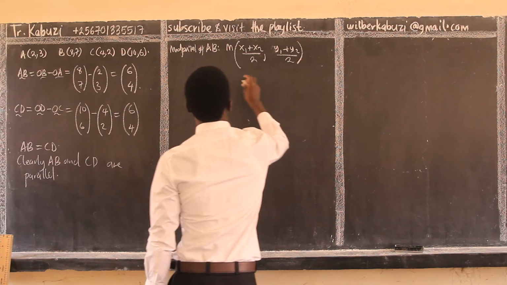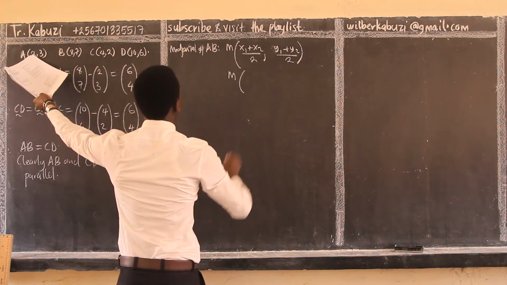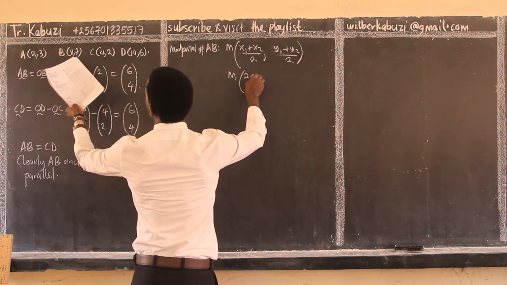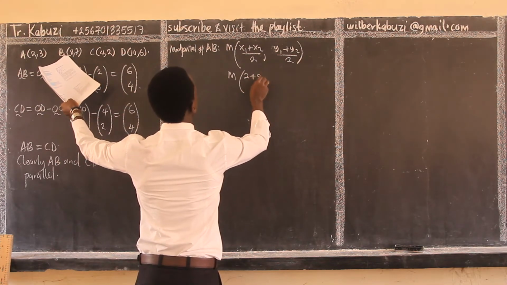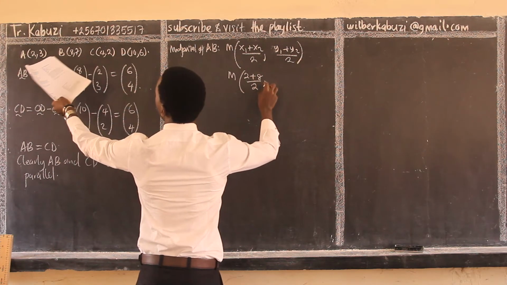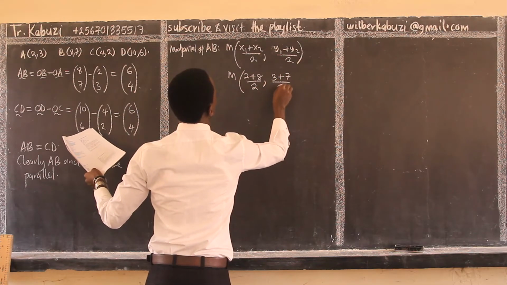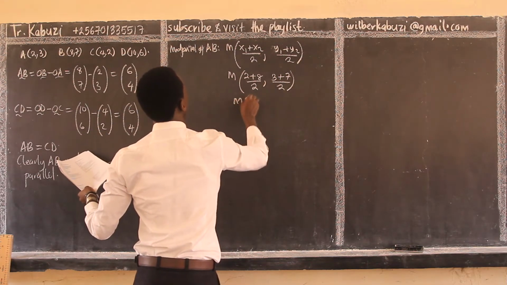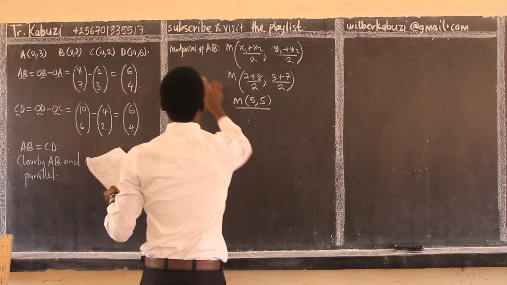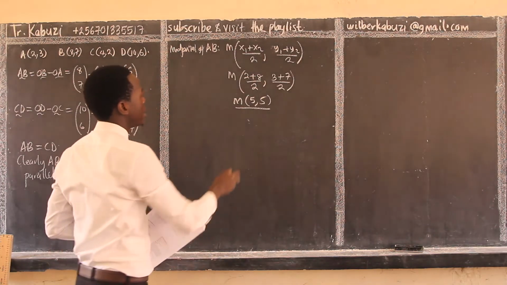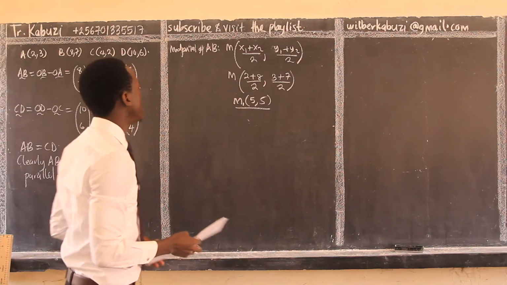So now my midpoint here will be: the first x is 2 plus 8 over 2, and 3 plus 7 over 2. So the midpoint will be 5, 5. The midpoint of AB, let me call it M1, the midpoint 1 of the road AB, is (5, 5).